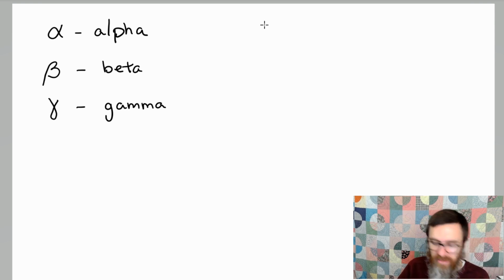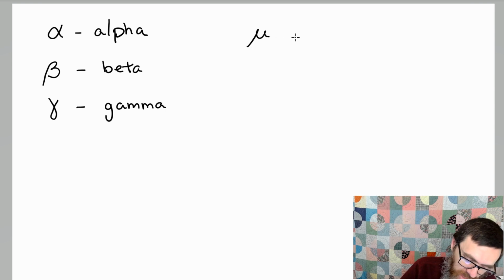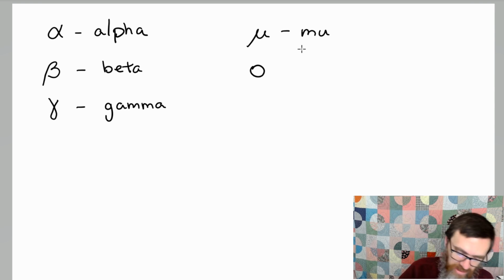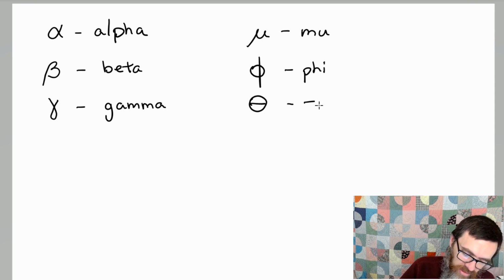Some other ones that we use are maybe not as common. We definitely use alpha and beta a lot. Sometimes you'll see this one right here, which is mu. And then we have phi, more vertical like that. So this is phi. And then, of course, there's our classic theta. We use that one a lot.